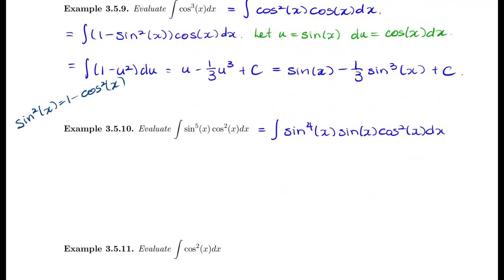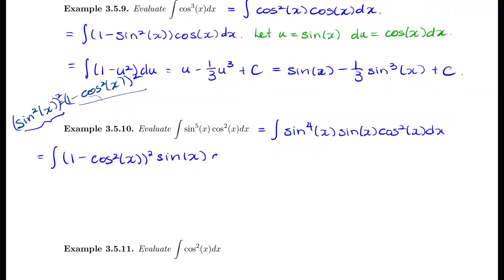So if we square this entire thing, this side is going to be sine to the 4th of x, right? So that means we're going to get this part over here. Let's go ahead and put that. So we have the integral of 1 minus cos squared of x, squared, times sine of x and cos squared of x dx.